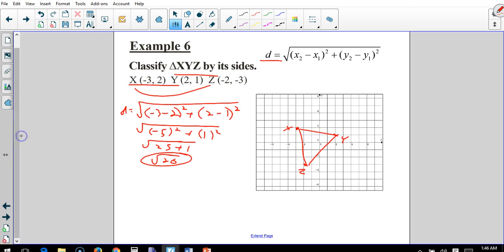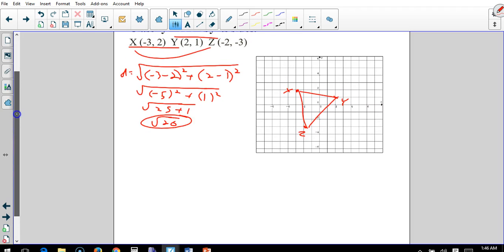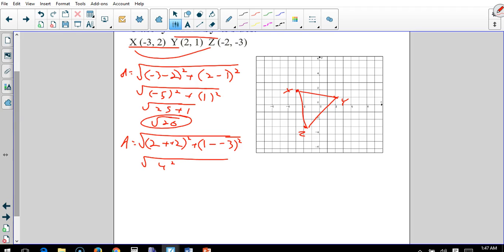Now I'm going to do y to z. So distance equals the square root of 2 minus negative 2 squared plus 1 minus negative 3 squared. Well, this becomes plus, so that's 4 squared. This becomes plus 4 squared. So that's the square root of 16 plus 16, which is 32.